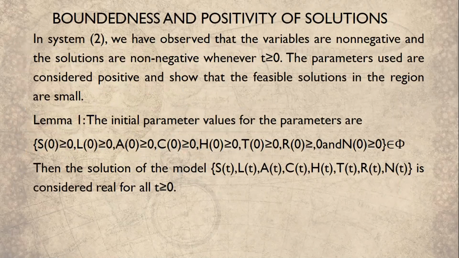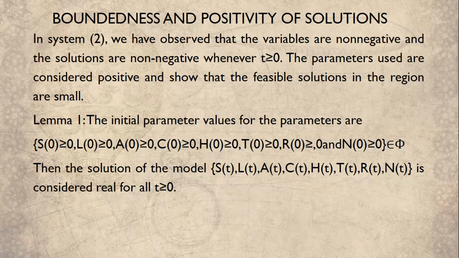In that system of equations, system 2, we observe that the variables are non-negative and the solutions are non-negative whenever t is greater than 0. The parameters considered are positive and show that the feasible solutions are bounded. Now, this is going to be proved by a lemma, the boundedness of solution. We want to show that the solution is well bounded and well posed, so that if the solution is bounded and well posed, then automatically we know that this solution is workable and it is feasible.